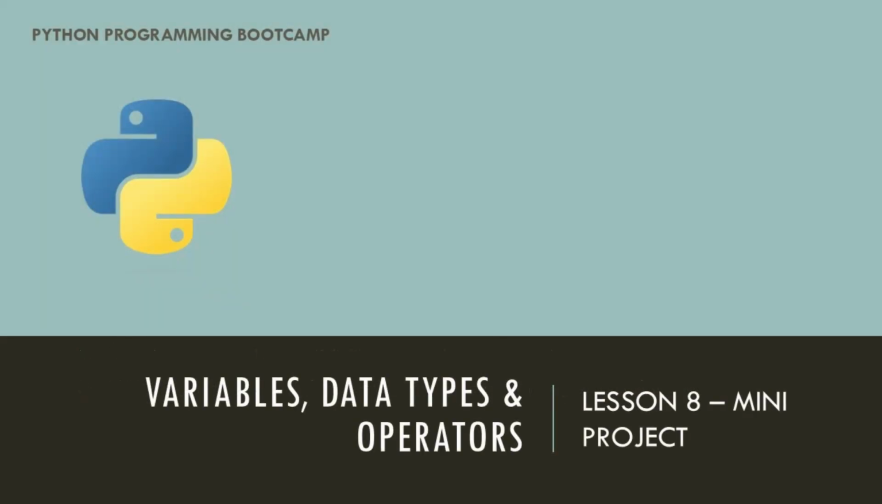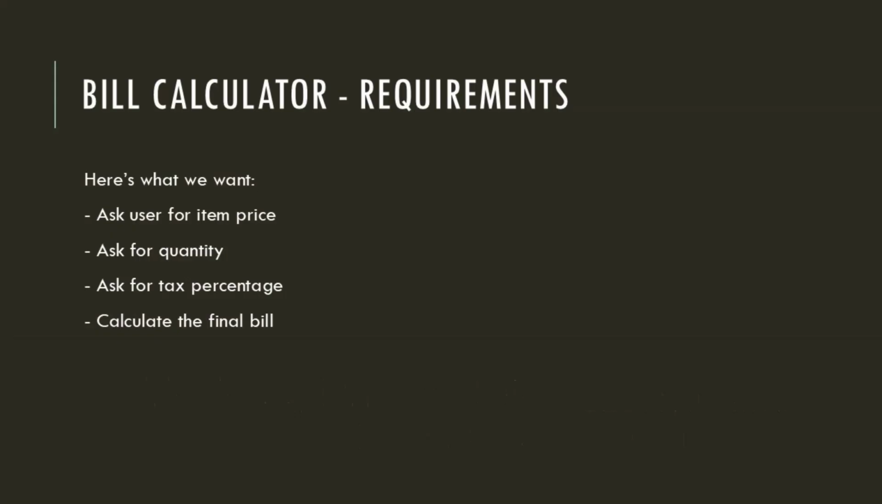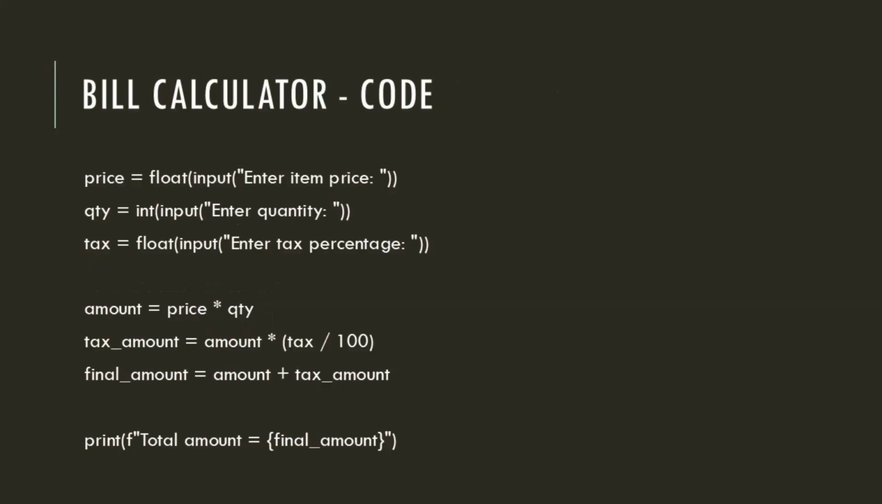Let's build a small project using whatever you have learned so far. A bill calculator. Here's what we want. Ask the user for item price, ask for quantity, ask for tax percentage, and calculate the final bill. Let's walk through the code.